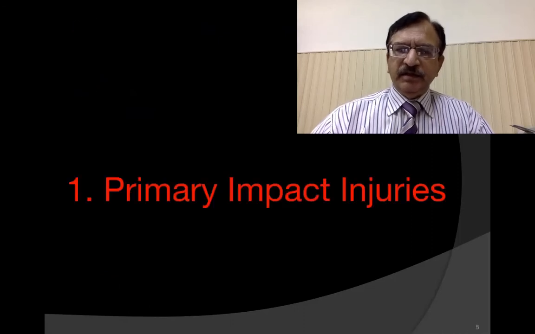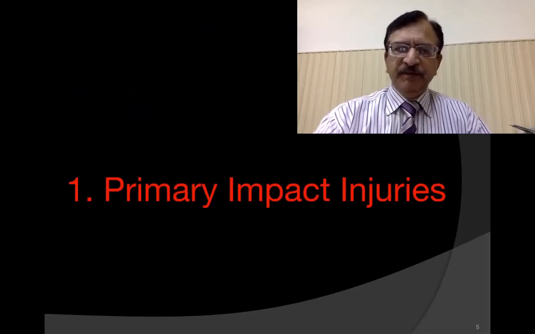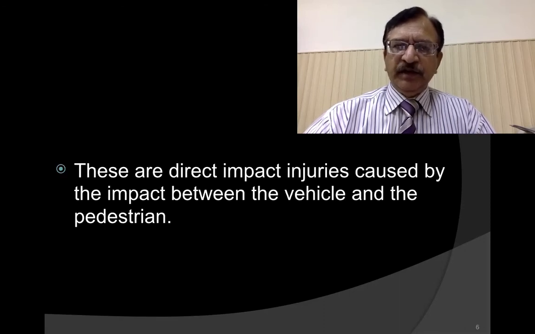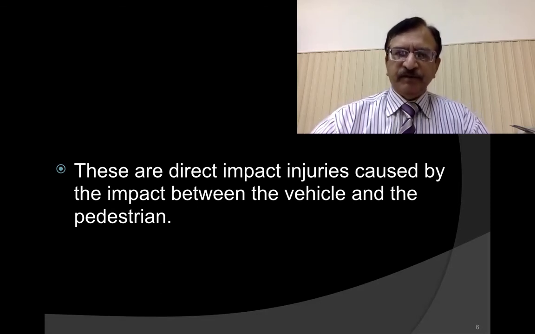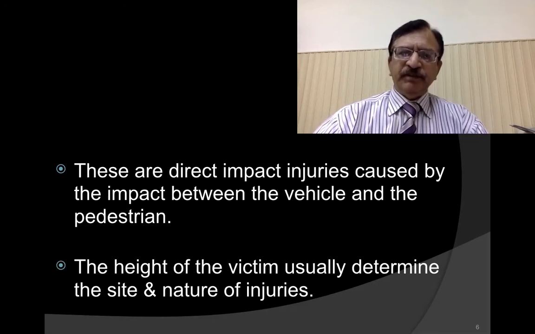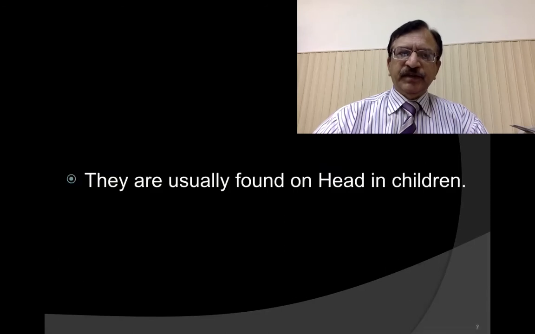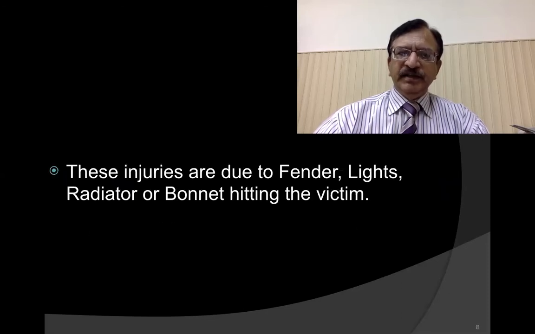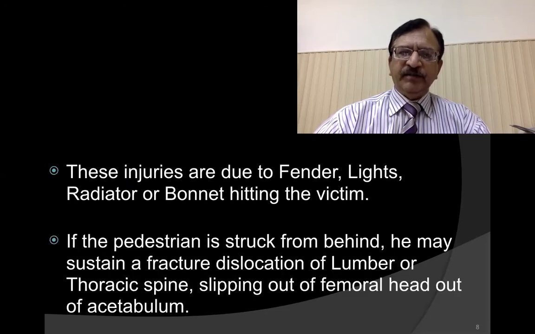The primary impact injuries are basically the injuries which are due to direct impact of the vehicle, which is the first impact to the pedestrian. The height of the victim usually determines the site and nature of the injuries. They are usually found on the head in children, and on the side of the trunk in adults. These injuries are due to the fender, lights, radiator, or bonnet hitting the victim.